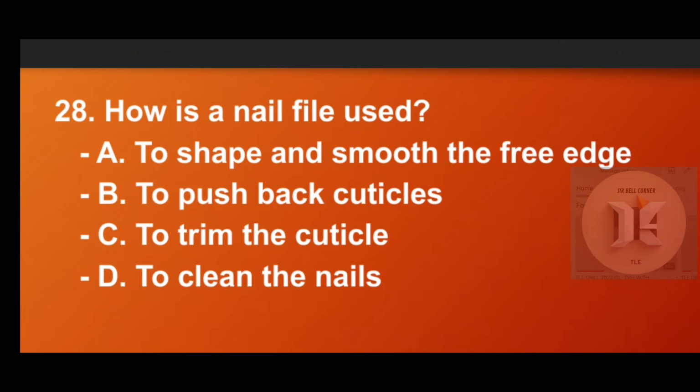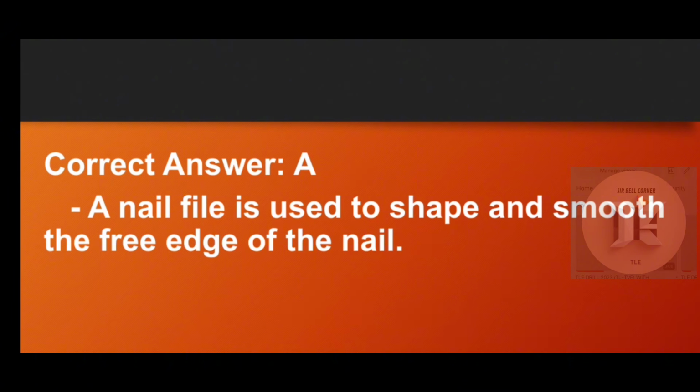28. How is a nail file used? A. To shape and smooth the free edge. B. To push back cuticles. C. To trim the cuticle. D. To clean the nails. Correct answer. A. A nail file is used to shape and smooth the free edge of the nail.